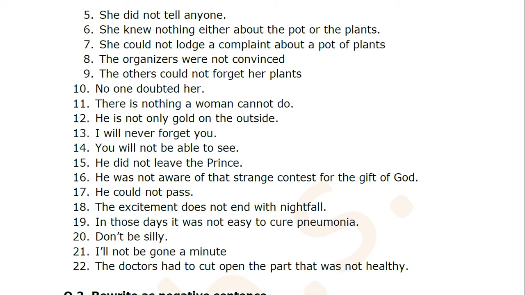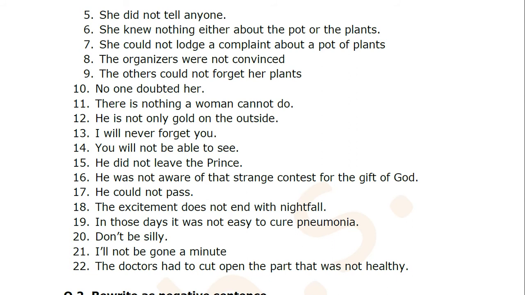She knew nothing either about the pot or the plants. Now, I'm not going to tell you all the answers. I've told you quite a lot. Think and do. She knew nothing either. So what is the negative word? Nothing. Next one. She could not lodge a complaint about a pot of plants. So what is the negative word?